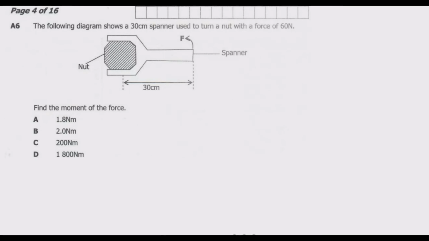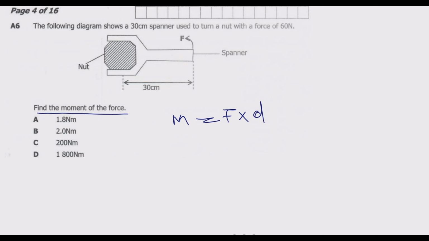Let us look at question A6. The following diagram shows a 30 centimeter spanner used to turn a nut with a force of 60 newtons. Find the moment of the force. The question is asking us to find the moment of the force, and we know that a moment of force M is given by force multiplied by the perpendicular distance.